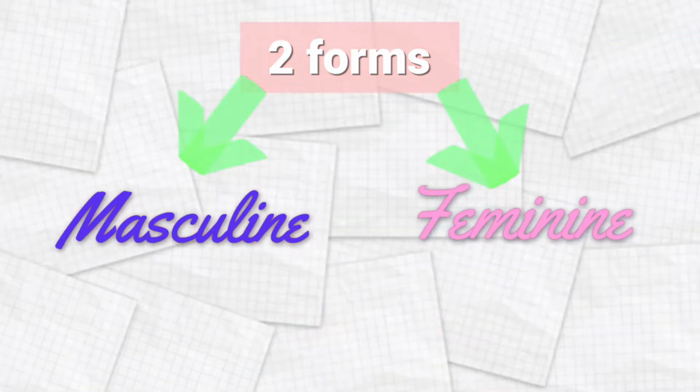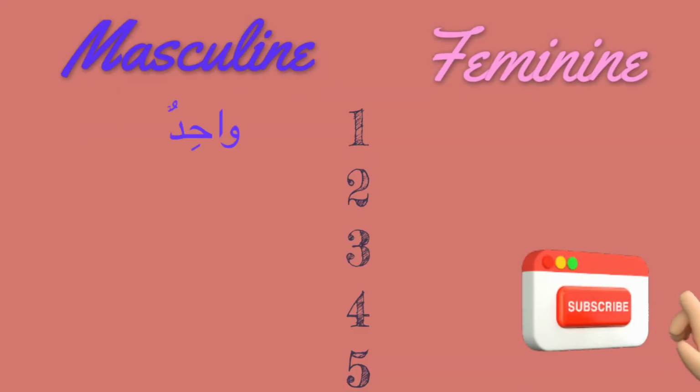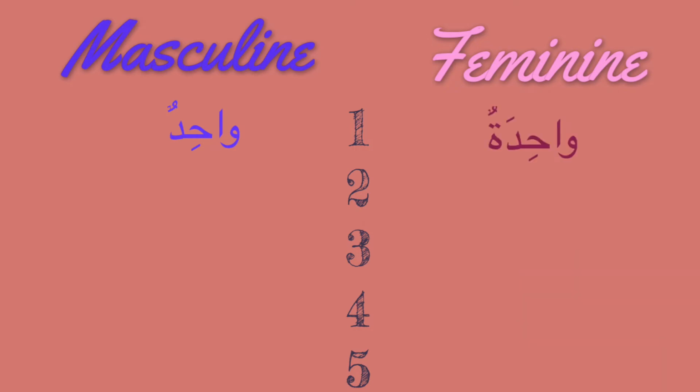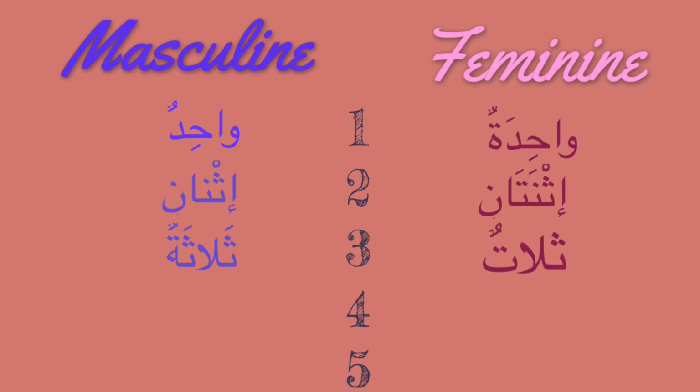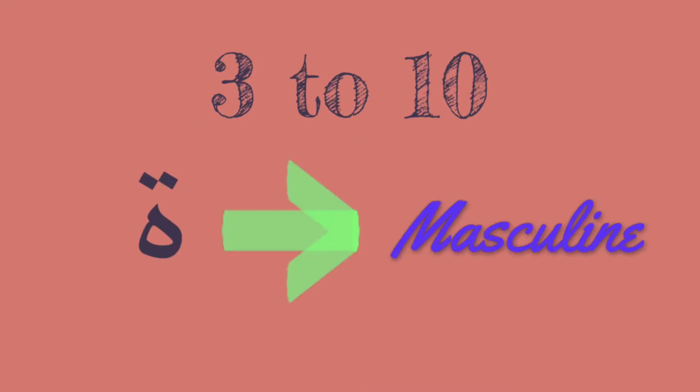So we have masculine, واحد, واحدة, اثنان, اثنتان. Here it gets tricky. ثلاثة, ثلاث. So from 3 to 10, you will always add a تاء مربوطة to the masculine numbers only.